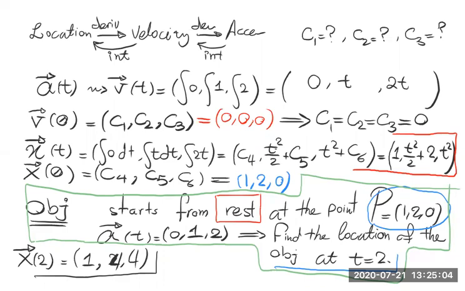The final question is to find the location of the particle at t equals 2 seconds. So we should plug in t equals 2. The first coordinate is 1. The second coordinate is t squared over 2 plus 2. 2 squared is 4, 4 over 2 is 2, 2 plus 2 is 4. And the last component is just t squared, which is 2 squared, which is 4. So we get 1, 4, 4.